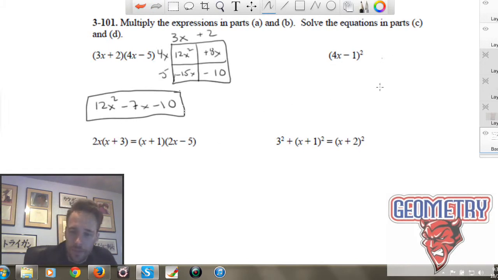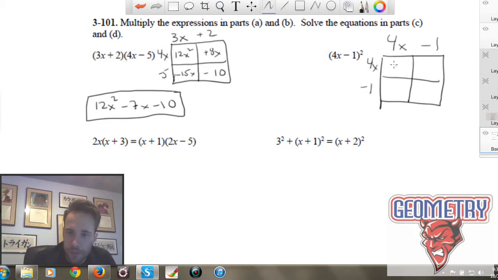4x minus 1 squared. Again, let's create the generic rectangle for that. So we have 4x minus 1 and 4x minus 1. So 16x squared minus 4x minus 4x plus 1. Combine like terms, 16x squared minus 8x plus 1.